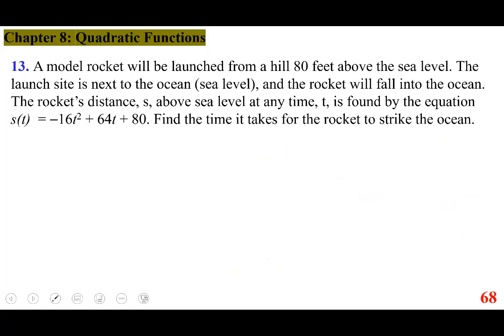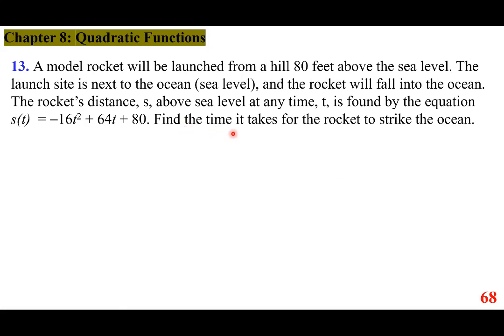Could somebody read this one for us, please? A model rocket will be launched from a hill 80 feet above the sea level. The launch site is next to the ocean sea level, and the rocket will fall into the ocean. The rocket's distance s above sea level at any time t is found by the equation s of t equals negative 16t squared plus 64t plus 80. Find the time it takes for the rocket to strike the ocean.